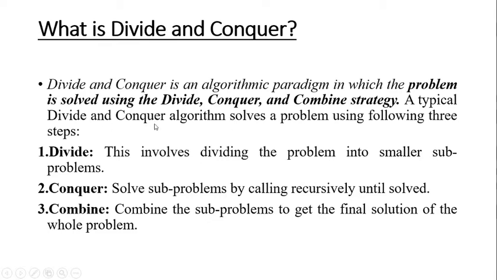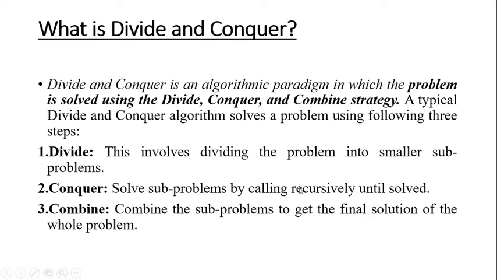A typical divide and conquer algorithm solves a problem using the following three steps. First step is divide. We'll be dividing the problem into smaller sub-problems, and when they are too small, then we'll solve them. And like this, we'll actually solve the larger problem. Then conquer: solve sub-problems by calling recursively until solved. So here the recursive technique is useful.